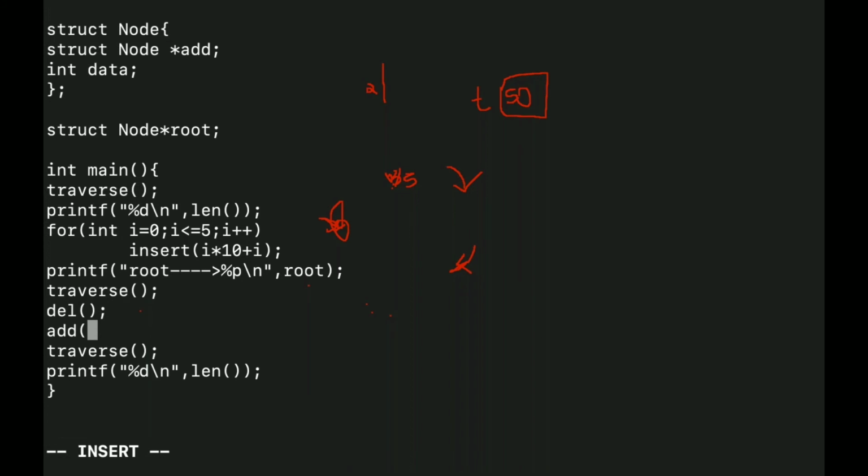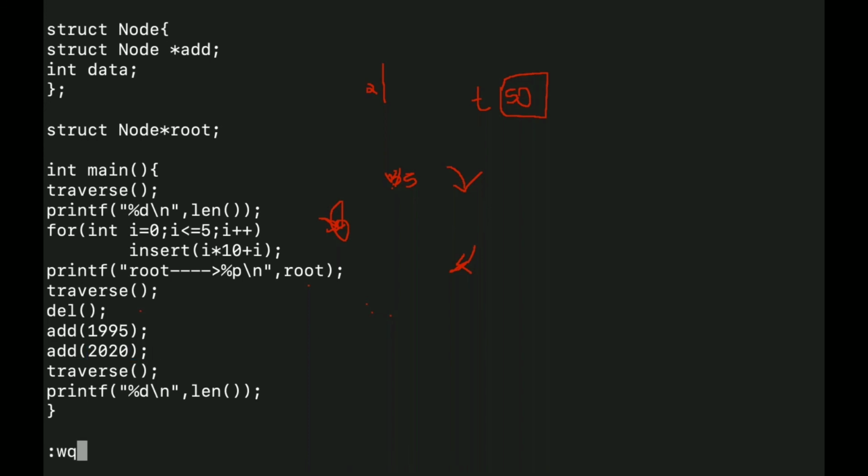Add, I will call it with 1995, so that you will get to know the correct track of it. Again, I will call add, so that for the first one it also works. I'll call it with 2020. Then I'll escape, colon, and run this.